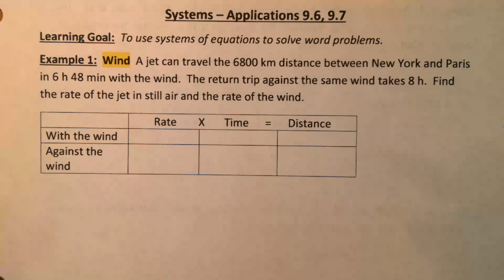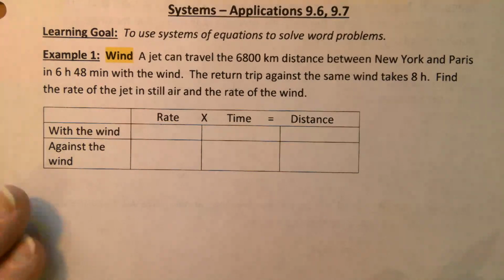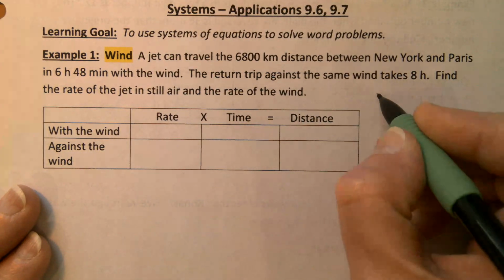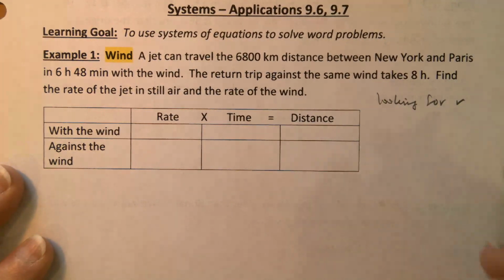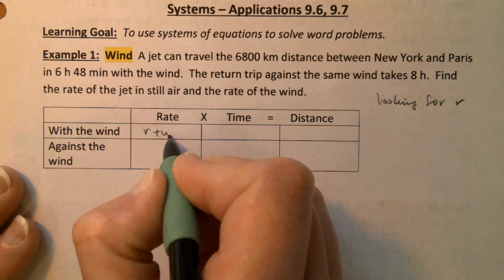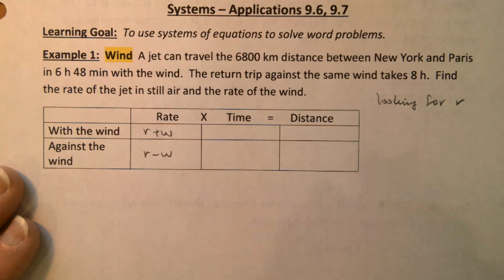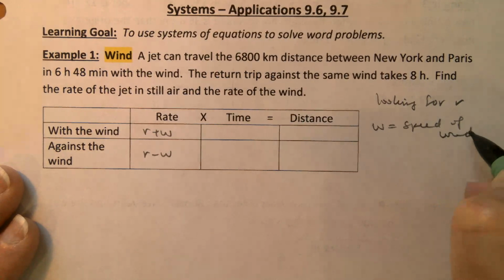So the speed of the jet in still air is what we're looking at. And then we're going to see how it affects the with the wind and without the wind. So the speed of the jet is r. That's what we're looking for. We want the rate of the jet. So the rate of the jet is r. With the wind, he's going r plus w. Against the wind, it's r minus w. So w equals the speed of the wind, or the rate of the wind.